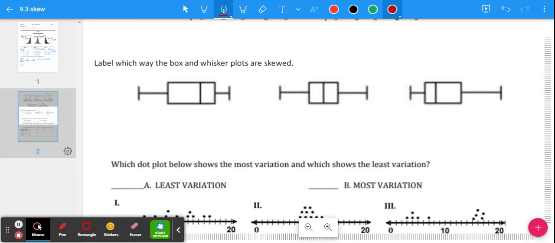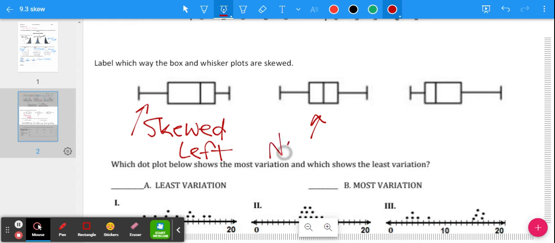So on these, we always say think of them as like a mouse. Where is the mouse's tail? So on the first one, it's on the left. So this one is skewed left. The one in the middle, they look about even. So we're going to say this one is normal. And then the last one, the tail is on the right. So this one is skewed right.